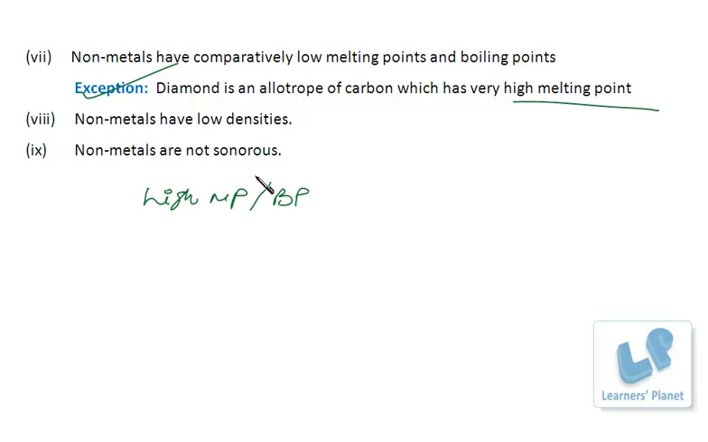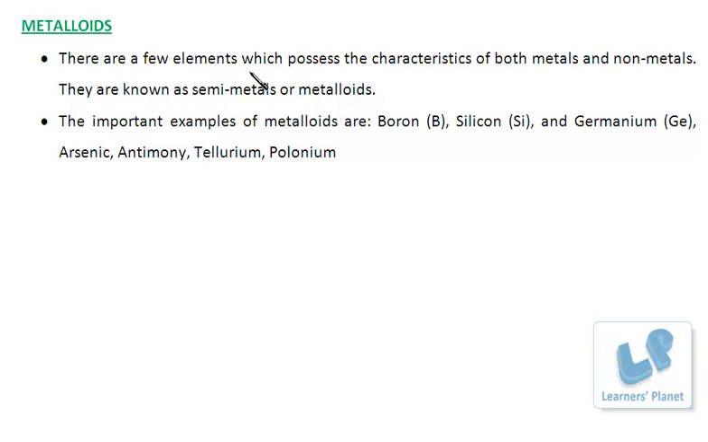I'll just give a brief idea about it. There are a few elements which possess the characteristics of both metals and nonmetals. These are known as semimetals or metalloids. For example, boron, silicon, germanium, arsenic, antimony, tellurium, polonium, they are all metalloids. Metalloids means they possess the properties of both metals and nonmetals, right? Silicon is used in semiconductors. It is a semiconductor. Even germanium is a semiconductor, right?